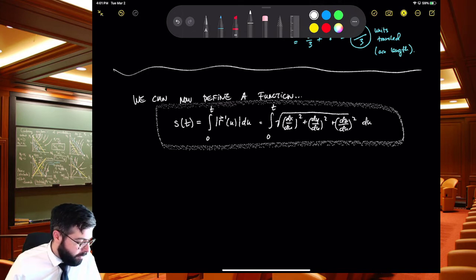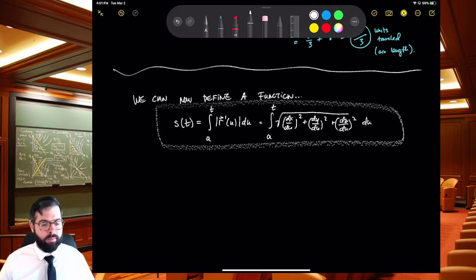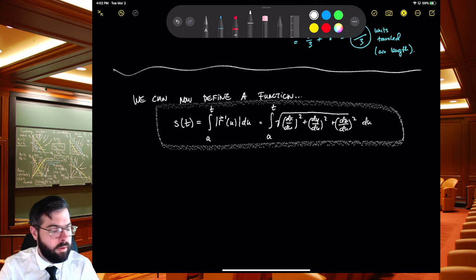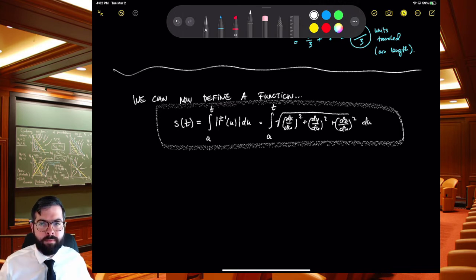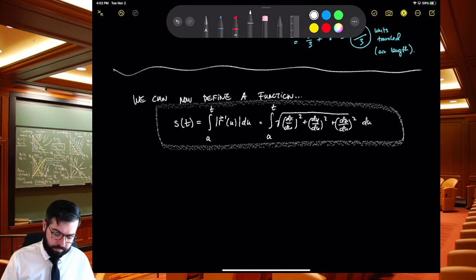And really, this is at any point a to t. It shouldn't just be 0 down here. I would double check how it's defined. I don't think it's defined with 0. Maybe it is. Maybe it doesn't end up mattering, but we'll keep it at 0 for now.